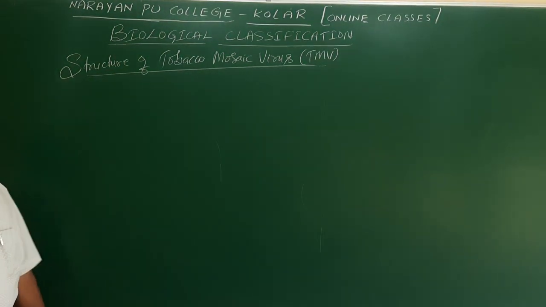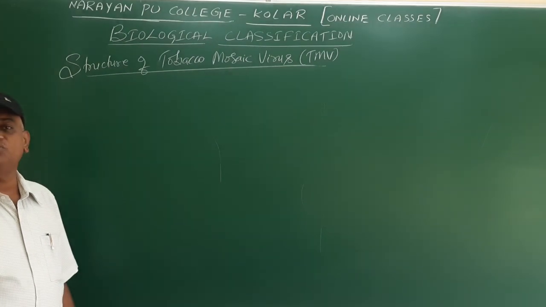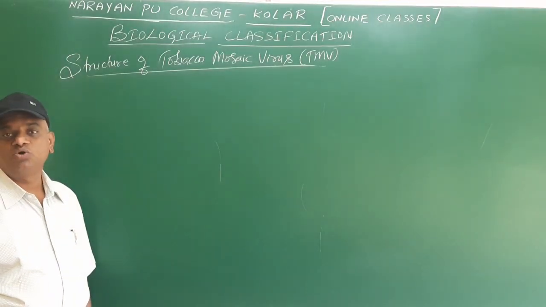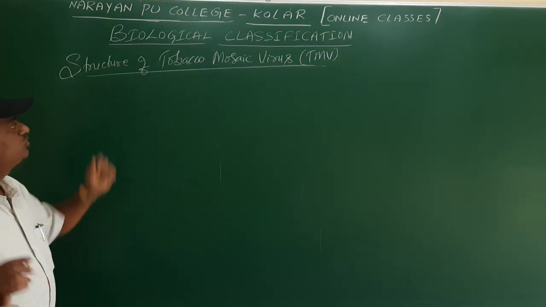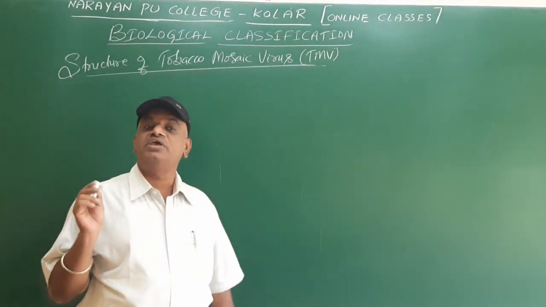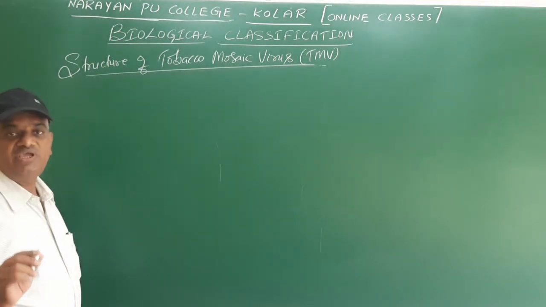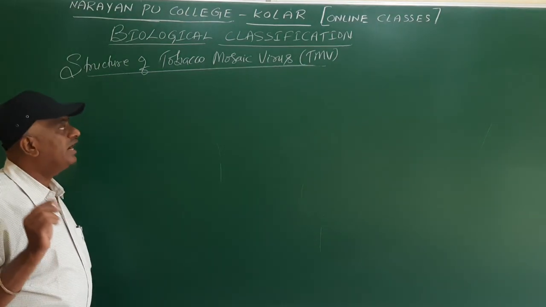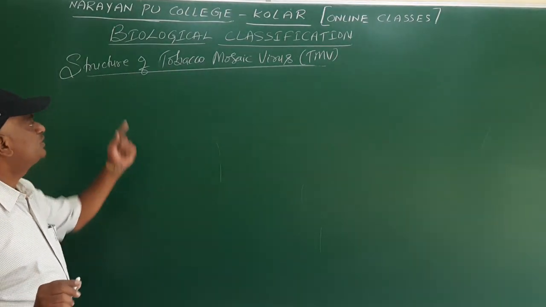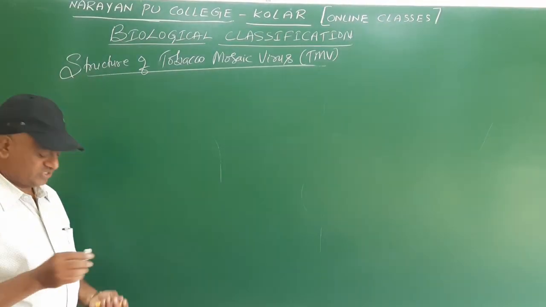Hello students, we are going for the next heading called the structure of TMV, tobacco mosaic virus. This tobacco mosaic virus is nothing but the virus that infects the tobacco leaf and causes mosaic disease. Hence it is called tobacco mosaic virus.